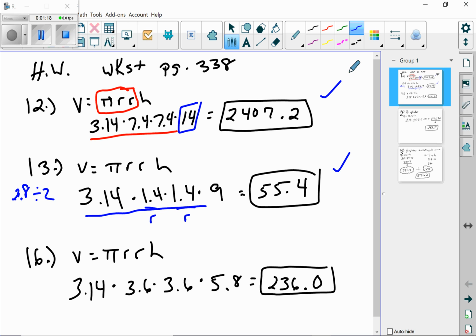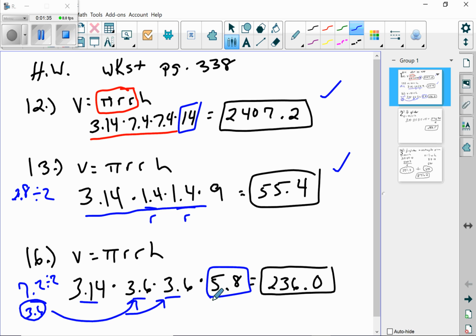Check that one. Number 16. Again, they give you diameter. It says diameter 7.2. We have to divide that by 2 to get 3.6. So my radius is 3.6. So I go pi times radius times the height, which is 5.8. And I got 236.02 something something. I rounded it. All these are rounded to the nearest tenth.